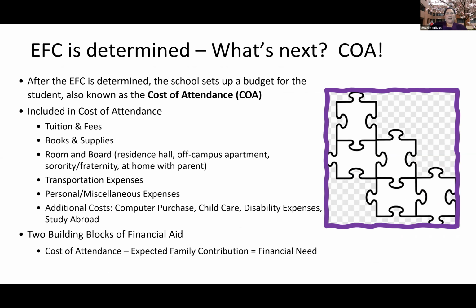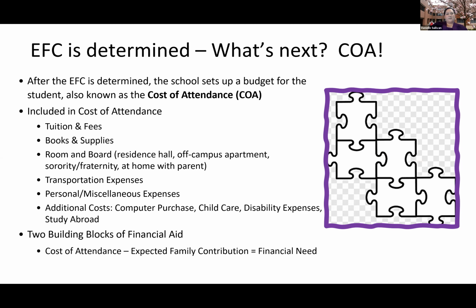So once the FAFSA gets submitted, what do we actually do with that information? So the FAFSA determines your EFC, or your expected family contribution. And after that's determined, the school will then set up a budget for the student, also known as the cost of attendance. So included in this would be things you normally think of: tuition and fees, books and supplies, room and board, so residence hall, off-campus apartment, sorority, fraternity, those kinds of living situations.